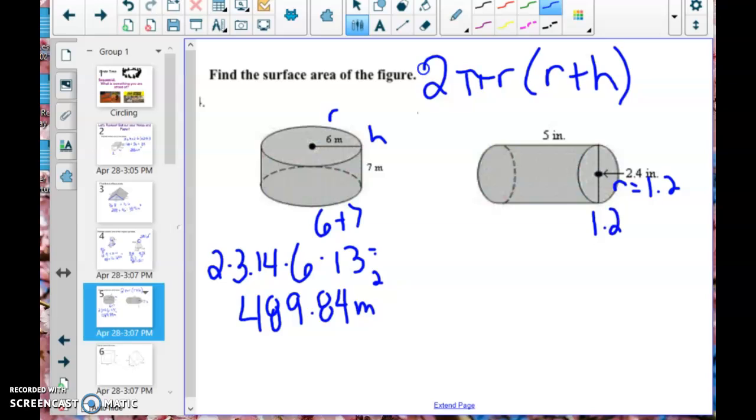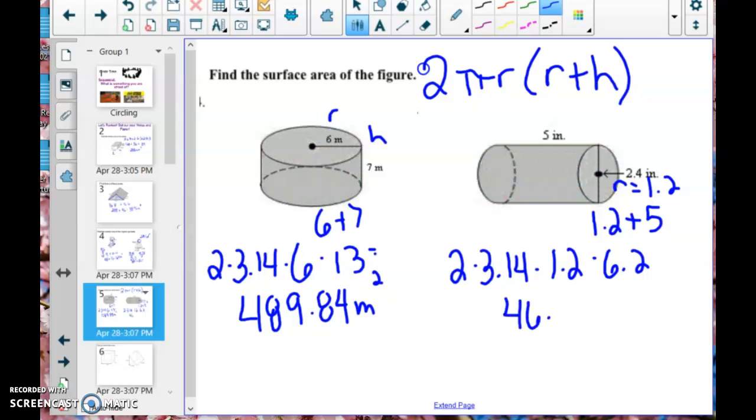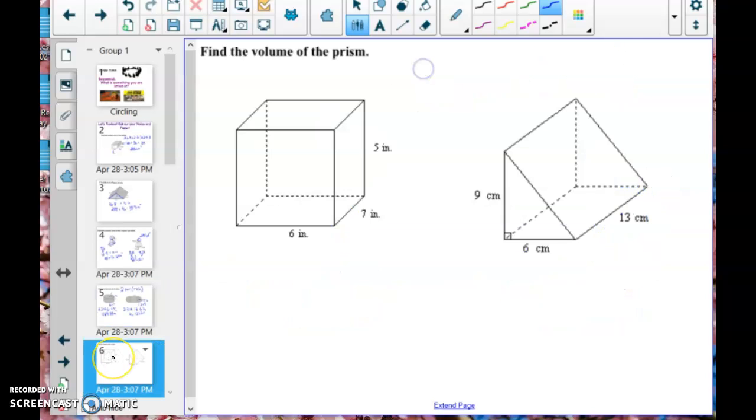So then 1.2 plus the height of 5 gives me 6.2. Then it would be 2 times 3.14 times 1.2 times 6.2, which gives me a total surface area of 46.7232. They would probably want you to round that one, but it doesn't say to round it, so I'm just going to keep that answer.